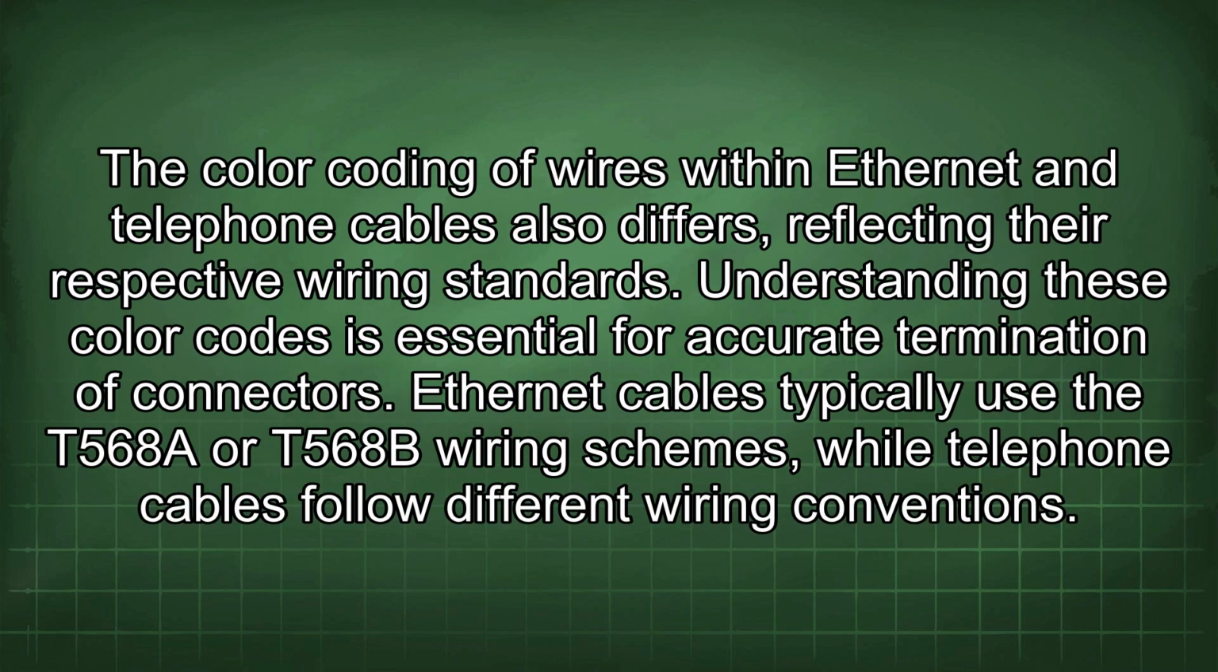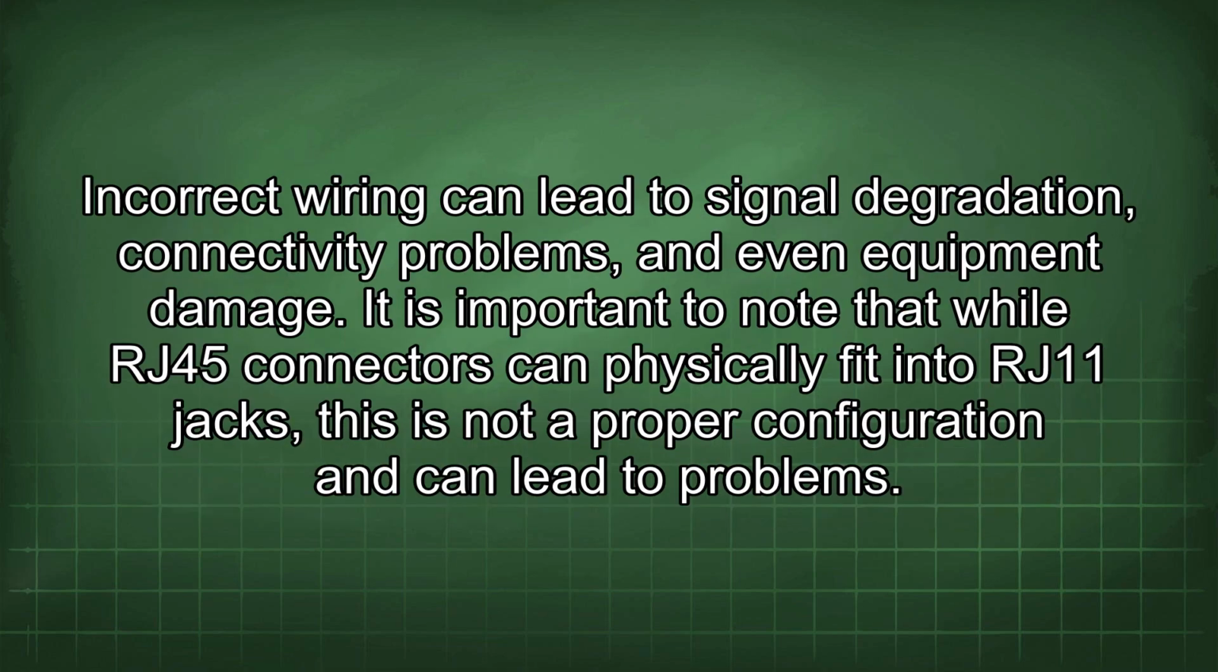The color coding of wires within Ethernet and telephone cables also differs, reflecting their respective wiring standards. Understanding these color codes is essential for accurate termination of connectors. Ethernet cables typically use the T568A or T568B wiring schemes, while telephone cables follow different wiring conventions. Incorrect wiring can lead to signal degradation, connectivity problems, and even equipment damage.